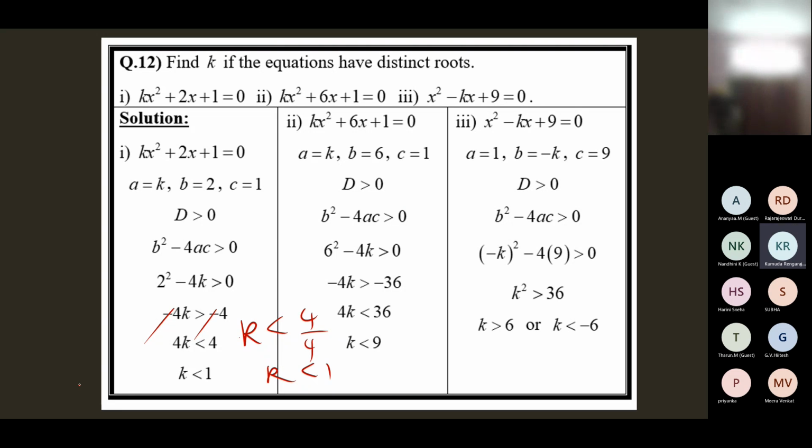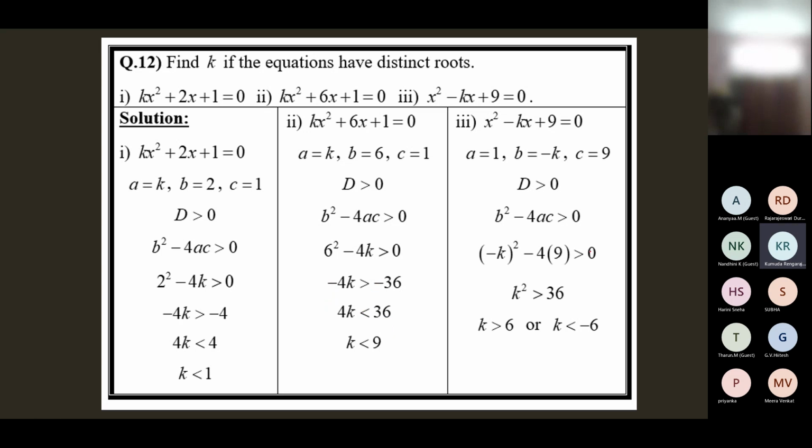So for all values of K less than 1, the equation will have distinct roots. Now in the next one, same thing, D greater than 0, B square minus 4AC greater than 0, substitute the values. 6 square on the other side is minus 36. Minus gets cancelled. Reverse the inequality. 4K less than 36, K is less than 9, 36 by 4, which is 9.